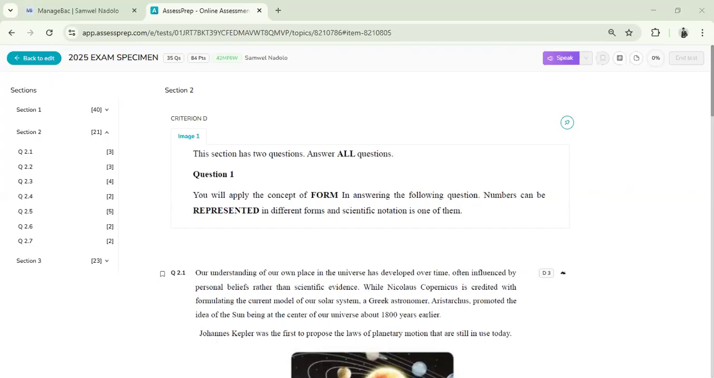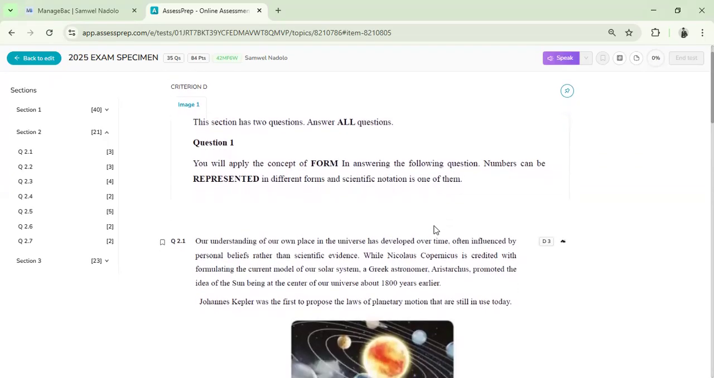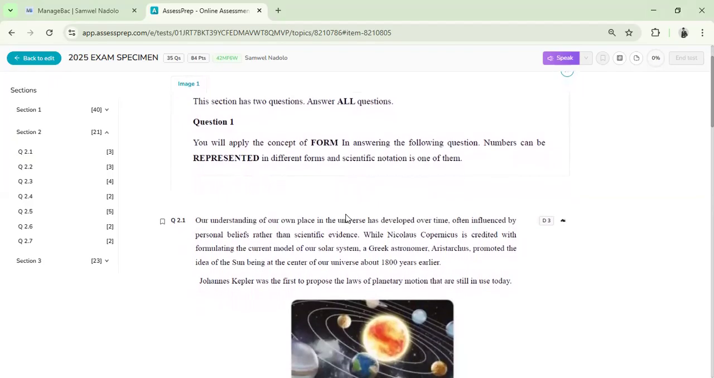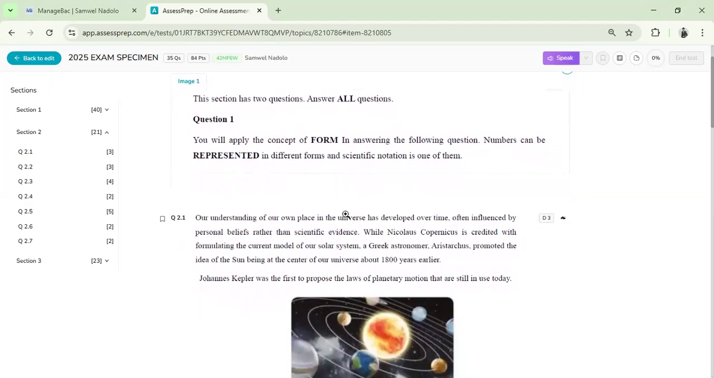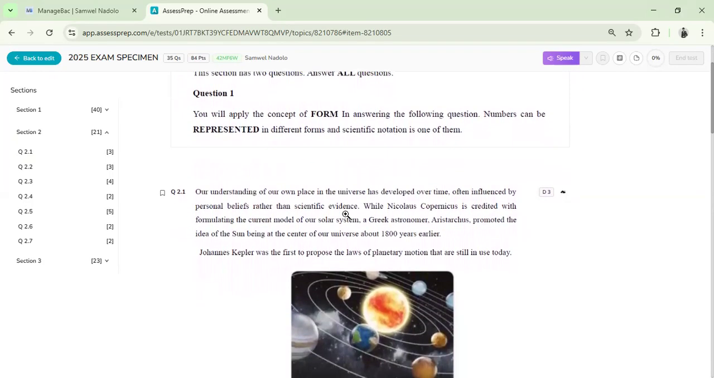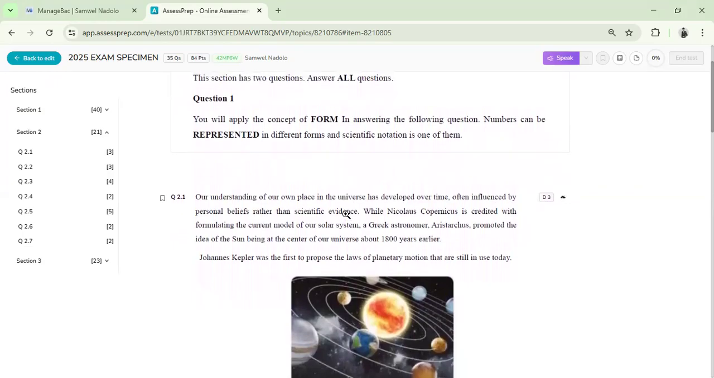Welcome to Criterion D. This section has two questions. Answer all questions. Question 1, you will apply the concept of form in answering the following question. Numbers can be represented in different forms, and scientific notation is one of them.